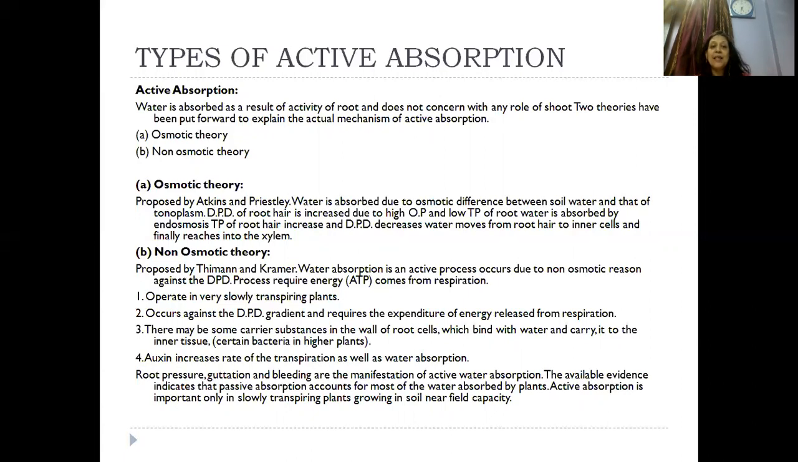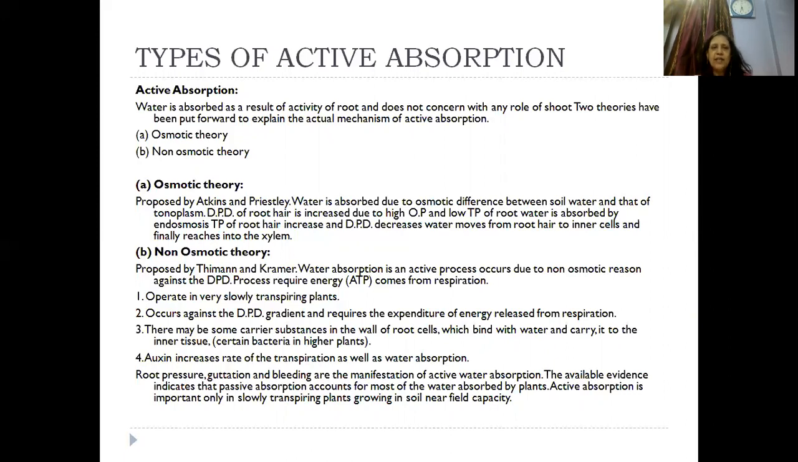There might be some carrier substance in the wall of the root cells which binds with water and carries it to the inner tissue. Auxin increases the rate, auxin is a hormone in plants, okay. So auxin increases the rate of transpiration as well as water absorption. Here you could see the root pressure, guttation. We will see what is guttation later on. Guttation and bleeding are the manifestation of active water absorption.